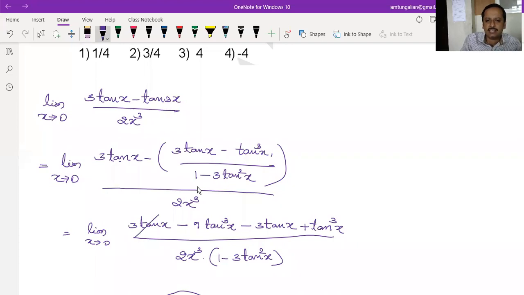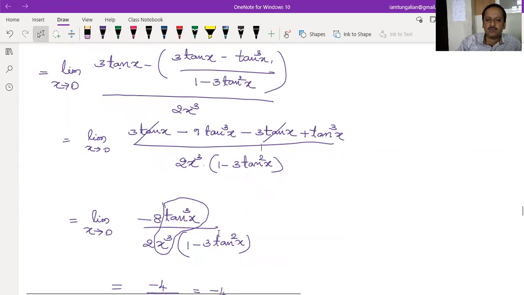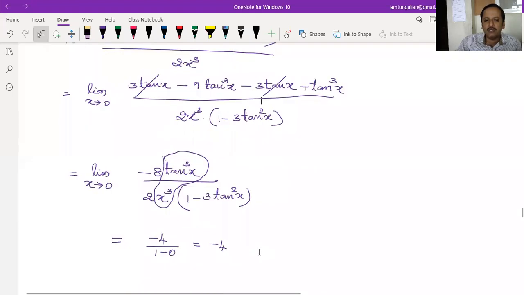So here this 3 tan x gets cancelled. Minus 9 tan cube x plus tan cube x will give you minus 8 tan cube x. Denominator is 2x cube into 1 minus 3 tan square x. So tan cube x by x cube is 1. So minus 8 by 2, that will give you minus 4. And here when I put x as 0, tan square x will be 0. 1 minus 0 is 1. So minus 4 by 1 is equal to minus 4.